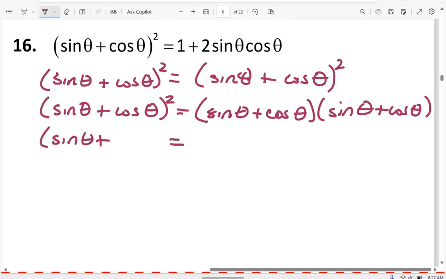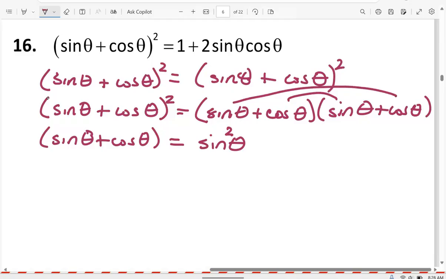Leaving the left side alone, we can go ahead and multiply by the FOIL method, if you wish, the right side, and that will give us a first term of sine of theta times sine of theta, which is sine squared of theta. And then the product of the outers and the inners are both sine of theta times cosine of theta. So if we add those two together, we get 2 times the sine of theta times the cosine of theta. And now the product of the last terms is cosine theta times cosine theta, which is cosine squared of theta.